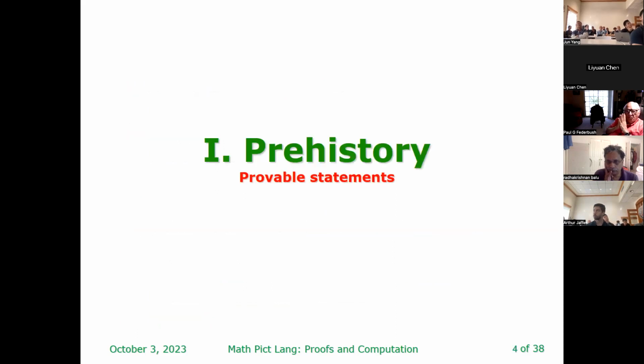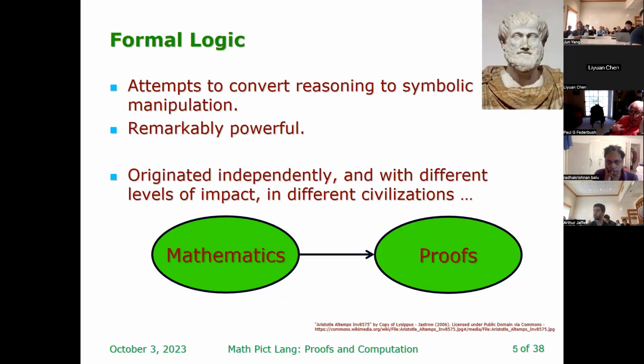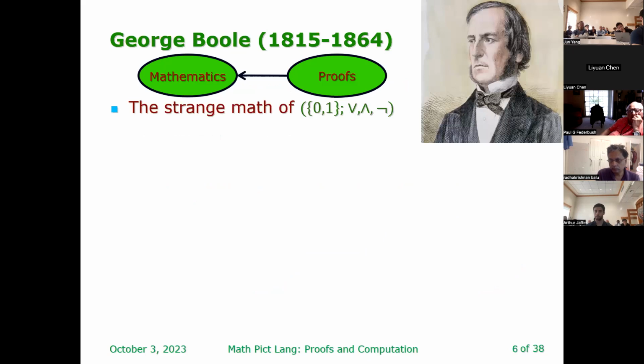All right, prehistory. This is the era where we're trying to understand what are provable statements. So, of course, formal logic: this is an arrow from mathematics to proofs, which says proofs are the language of mathematics. The only statements that I would consider mathematical are those that are associated with a proof. This originated independently in many different civilizations. I won't get into the details, but there was a time when we started realizing there is also mathematics that can be applied to studying proofs. So proofs were how you express mathematics, but now we're suddenly saying mathematics is how you would study proofs.